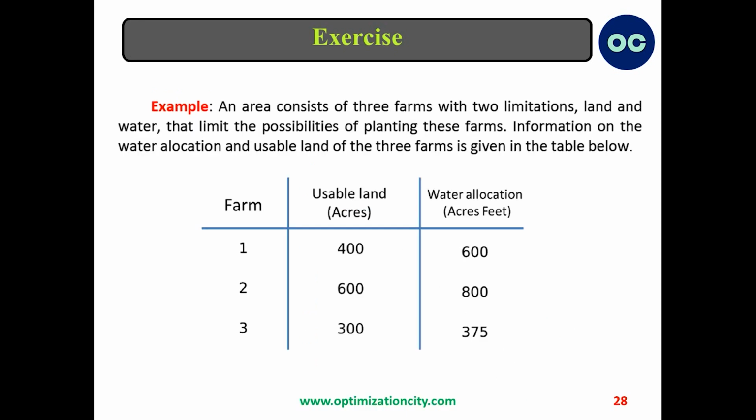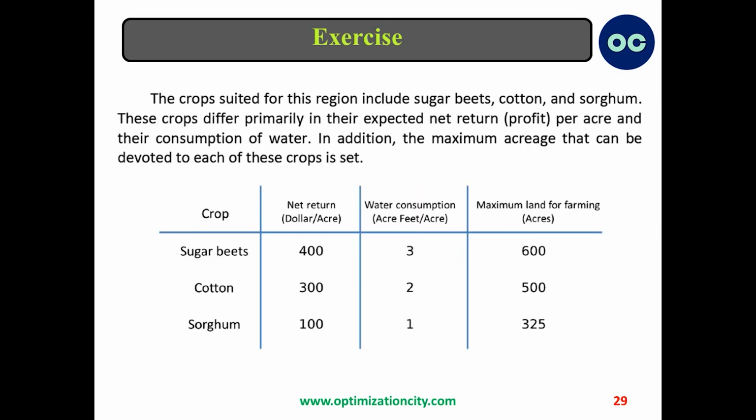Consider the following example. There is an area consisting of three farms and two constraints, land and water, that restrict the agricultural possibility of these farms. The table below provides information about the water allocation and usable land of these farms. This region is suitable for cultivating crops such as sugar beet, cotton, and sorghum. These crops vary in their expected net return or profit per acre and water usage. Additionally, there is a maximum limit on the acres that can be allocated to each crop, as shown in this table.